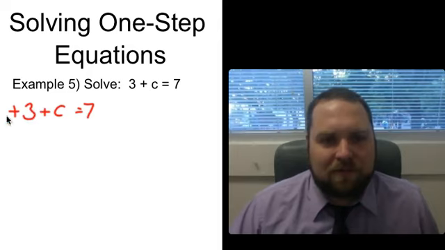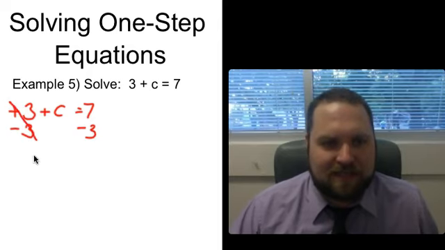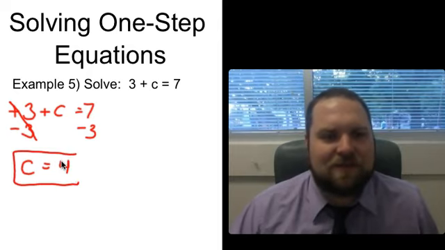Now, in order to get rid of that 3 so that my variable is isolated, how do I get rid of a plus 3? Well, the inverse operation of that would be subtraction, of course. So these will cancel out, leaving me with plus c. Well, that's positive c. I don't have to write the positive part anymore. And then 7 minus 3 is 4. And so I have my solution.